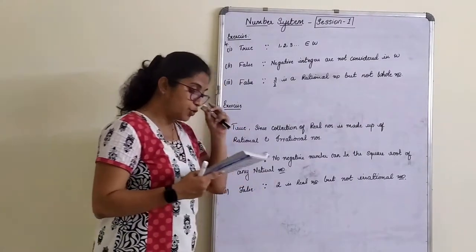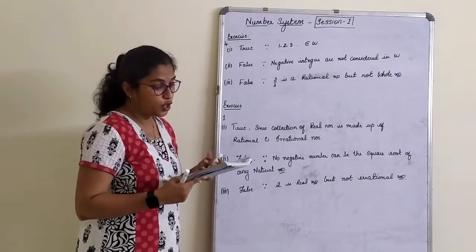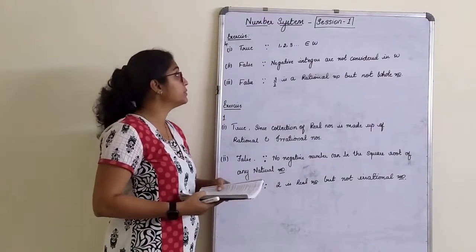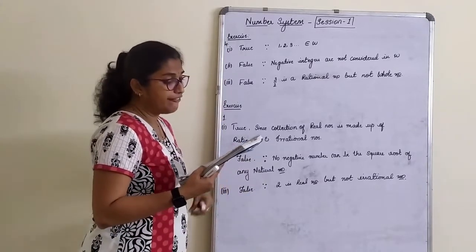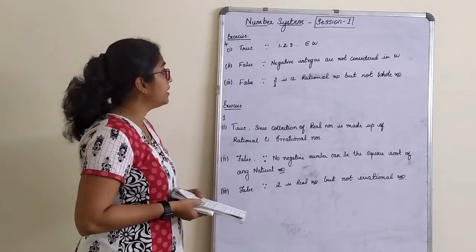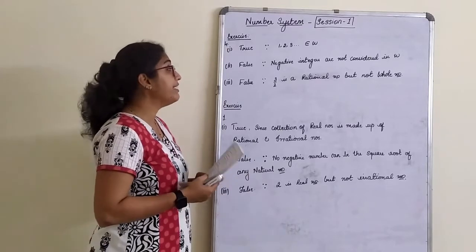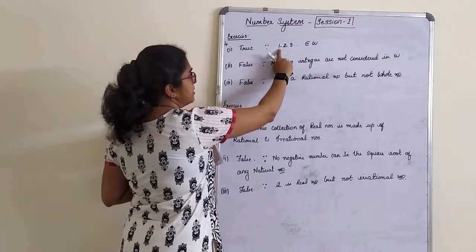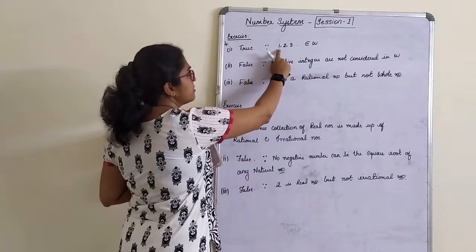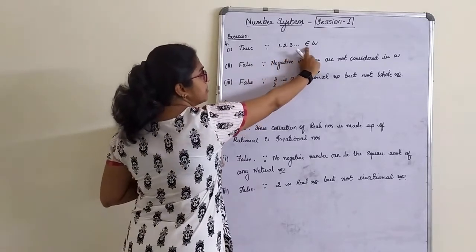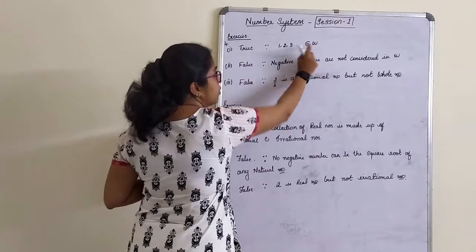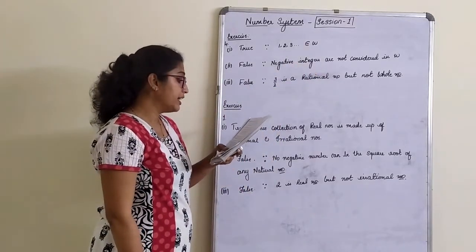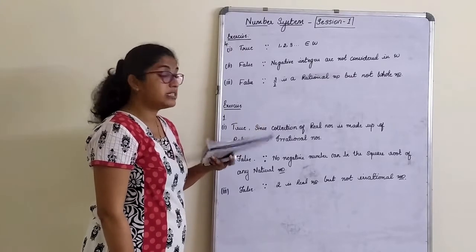The next fourth question. State whether the following statements are true or false. Give reason for your answer. First one, every natural number is a whole number. True? Yes. Every natural number is a whole number because collection of natural numbers, that is, just you can write, 1, 2, 3, the symbol is for belongs to. Belongs to W, that is belongs to whole numbers. True.